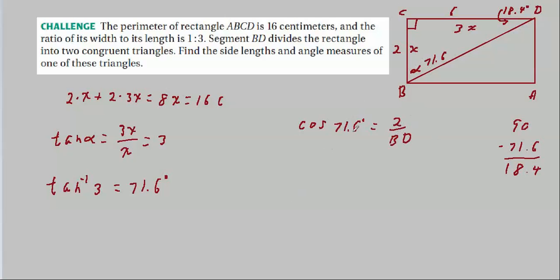I wrote this kind of dumb. Adjacent over hypotenuse, that's okay. But we now know what x is. It's 2. I think I wrote an x up in here. No. Just go ahead and put the 2 in. Now we have to solve for BD, and we get that BD equals 2 over the cosine of 71.6 degrees.